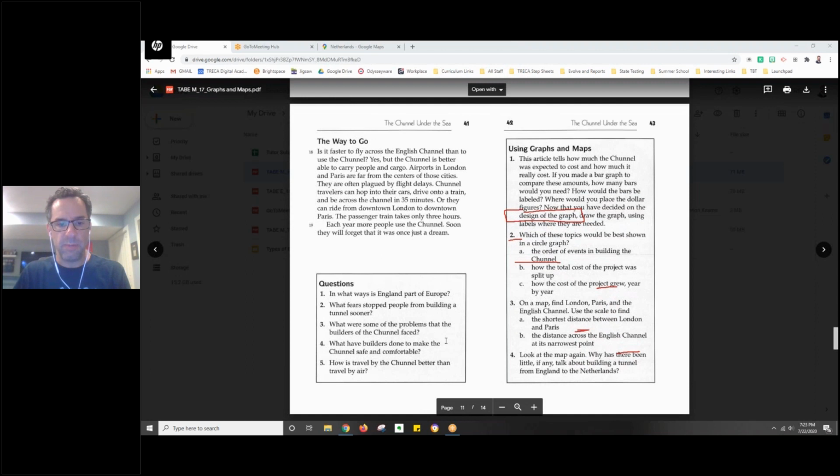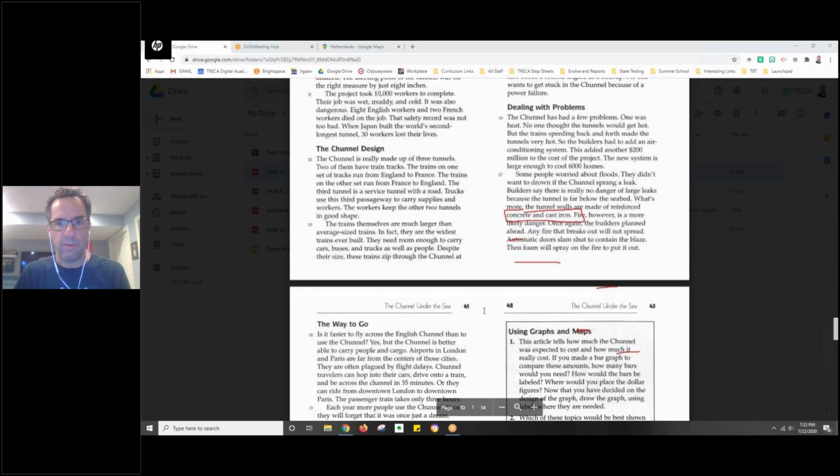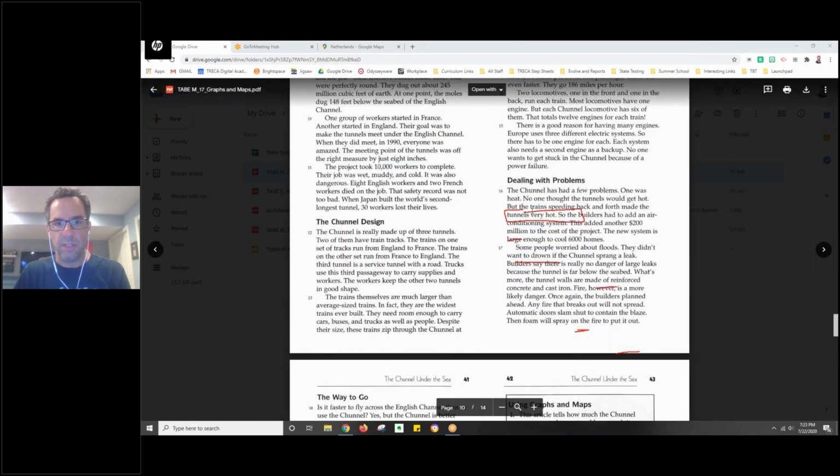What have builders done to make the tunnel safe and comfortable? Again, they're dealing with problems, right? So safe and comfortable. We kind of talked about that. They added air conditioning. The tunnel walls are made of reinforced concrete. Automatic doors slam shut to contain any fire, and then they put a spray on the fire. So they've thought of everything, it sounds like, for that one.